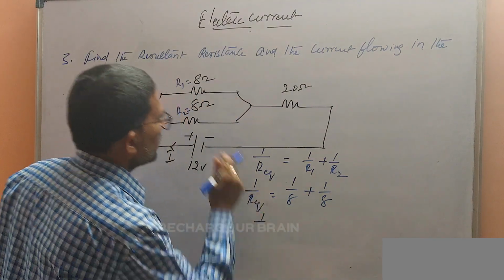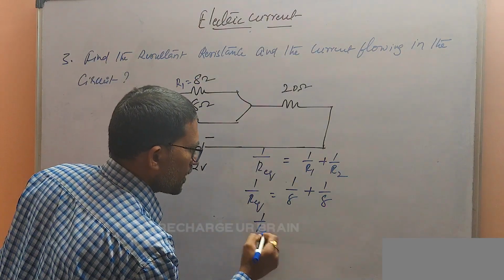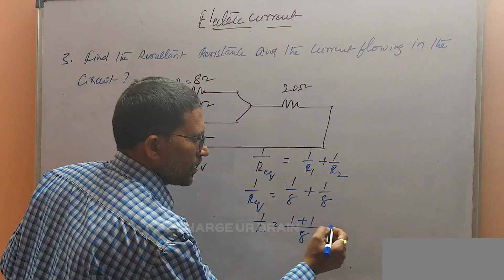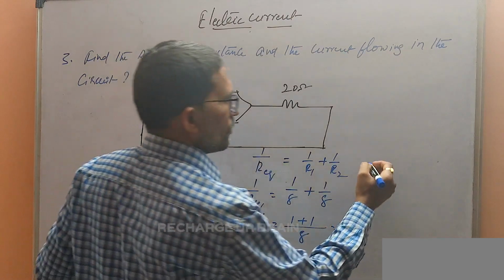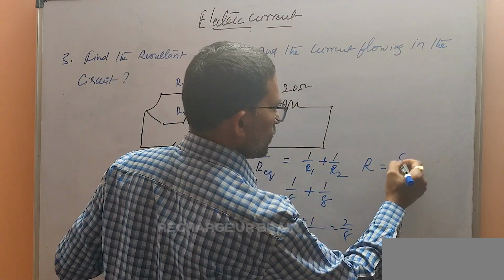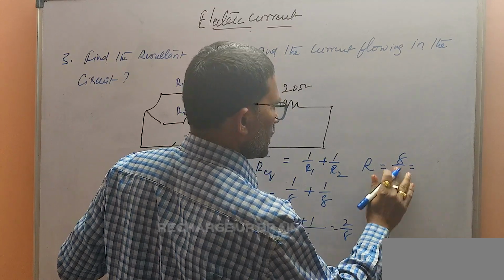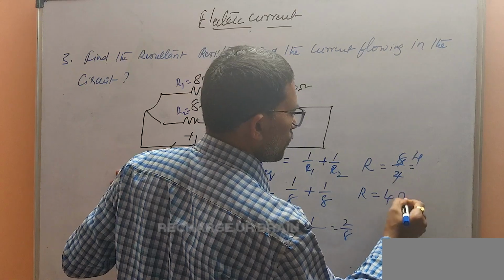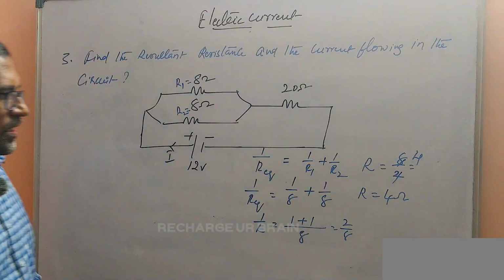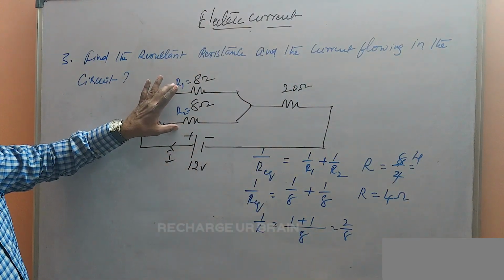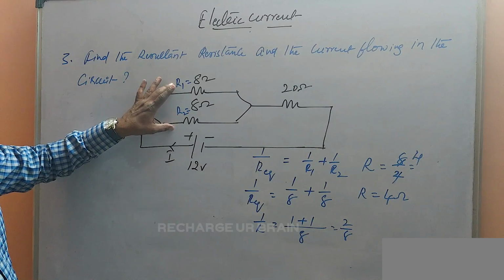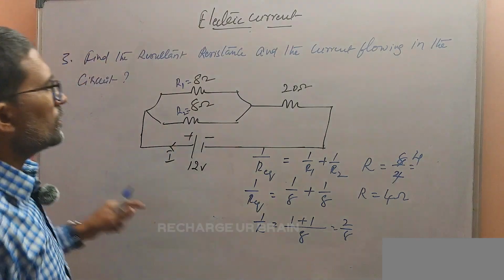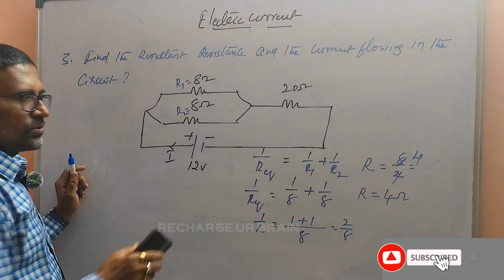Now these two are parallel. 1 by R equivalent, or simply R, you can write. LCM is 8. 1 plus 1, how much? 2 by 8. Now if I write only R, it is equal to 8 by 2, that is R is equal to 4 ohm you got. We found the total resistance of these 2 resistors connected in parallel combination, 4 ohm.